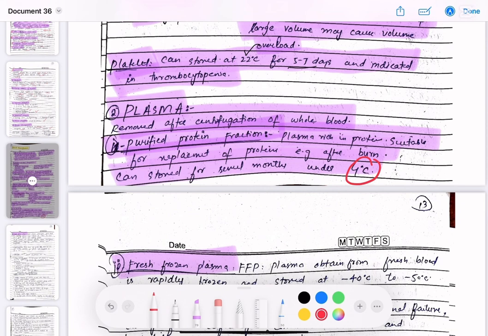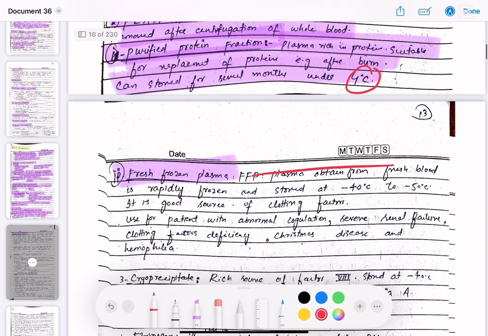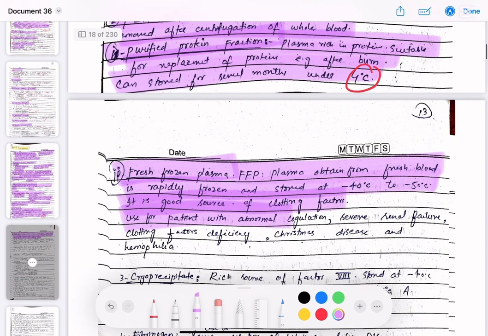Fresh frozen plasma is obtained from fresh blood and is rapidly frozen and stored at -40 degrees C to -50 degrees C, and it is a good source of clotting factors. If the body requires clotting factors, then we will transfuse fresh frozen plasma. It is used for patients with abnormal coagulation, severe renal failure, clotting factor deficiency, Christmas disease and hemophilia.